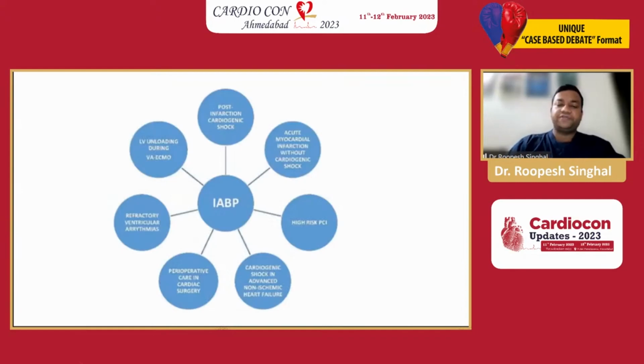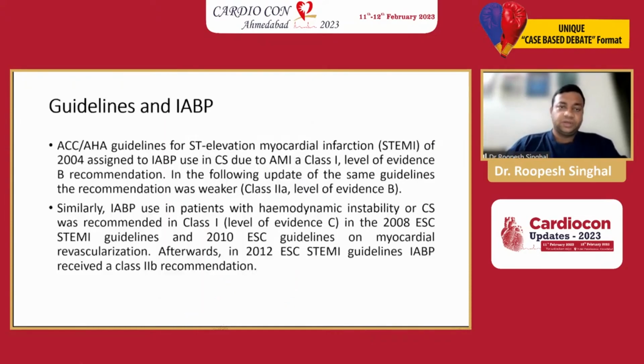So over a period of time, we have seen in various studies and practically also that IABP has been used for cardiogenic shock in patients with acute MI, in post-infarction cardiogenic shock, for LV unloading, refractory ventricular arrhythmias, perioperative care during cardiac surgery, and even for non-ischemic cardiogenic shock or non-ischemic heart failures, and also in support for high-risk PCI. So what do the guidelines say about IABP? It is interesting to know.